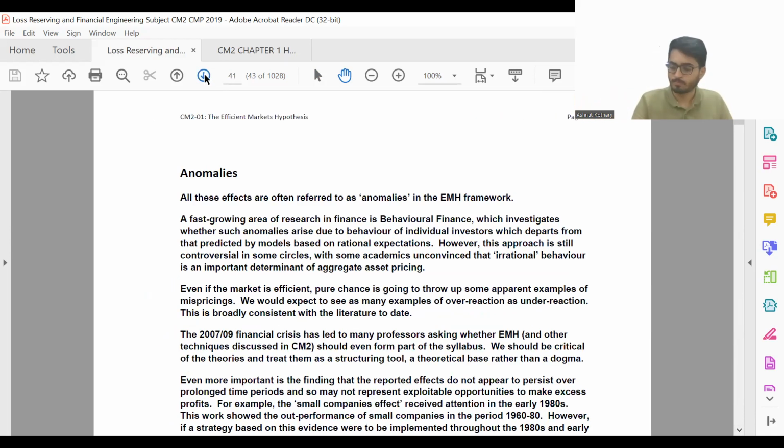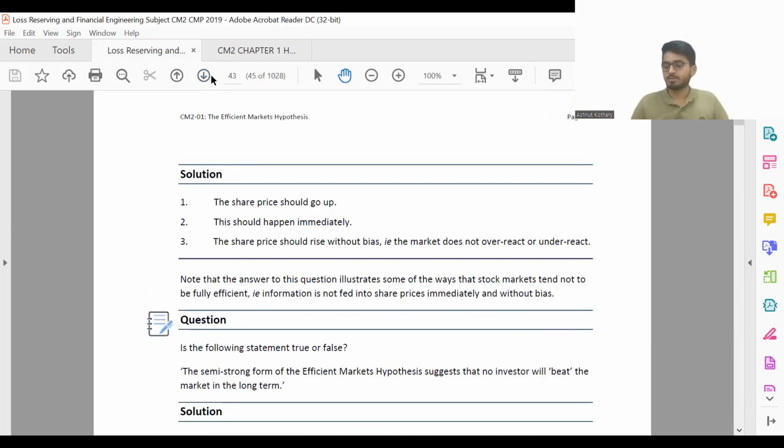So the share price should go up ideally. This should happen immediately. The share price should rise without bias, that is, the market does not overreact or underreact. So basically two things: it should happen instantly and at the right quantum. Direction is question specific. If it is positive, you would expect it to increase. If it is negative, you would expect it to decrease. This question as well. Next one. With reason.